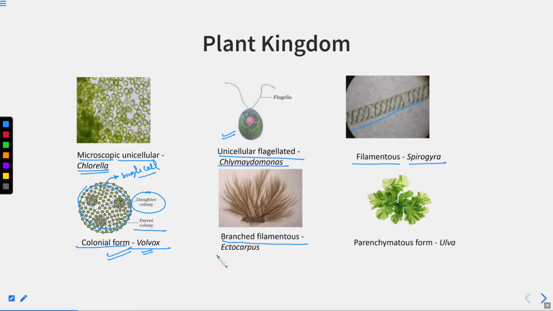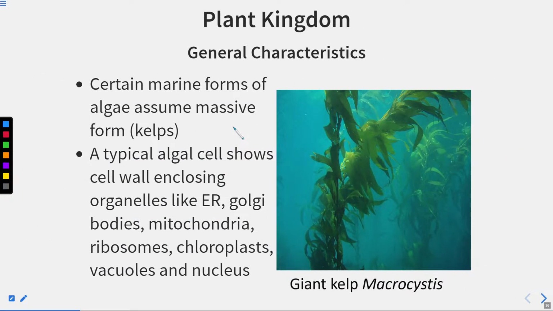Branched filamentous, Ectocarpus, and parenchymatous structure we can also see in the form of Ulva. So you can see they have different forms of body structure: unicellular, microscopic, filamentous, colonial, branched filamentous, and also parenchymatous type. Certain marine algae assume a massive form, which is called kelp. So you can see this is an alga called kelp.